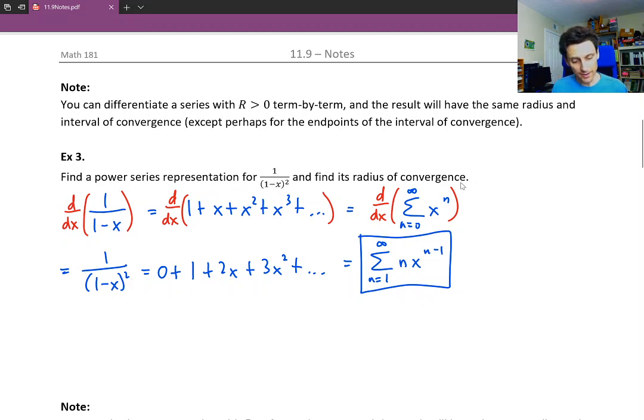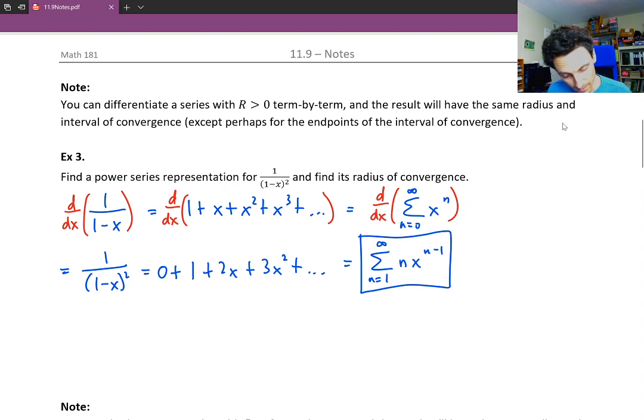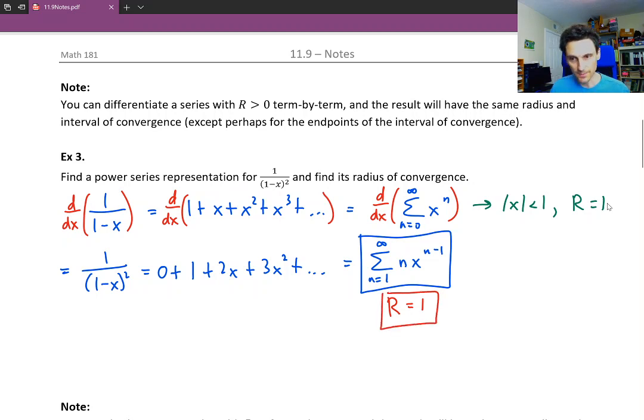Now it says find the radius of convergence. Well, if we can find the radius of convergence of the original power series of 1 over 1 minus x, then it's going to be the same radius of convergence for the derivative. So remember that the radius of convergence for the power series x to the n is going to be, well, there's the interval of convergence, and the radius of convergence is 1, right? Because it's going to converge for all x values between -1 and 1, so the radius of convergence there is just 1. It's halfway across the interval of convergence. And so our radius of convergence for this series is 1 as well. Same as the original.